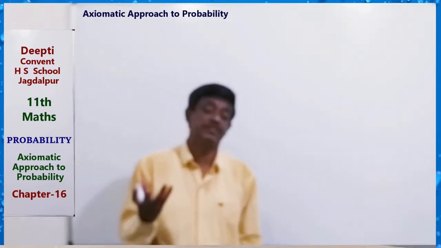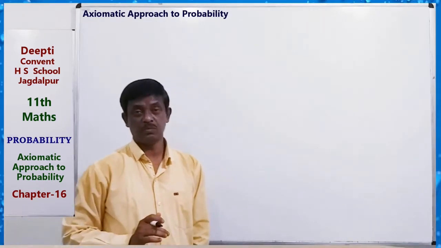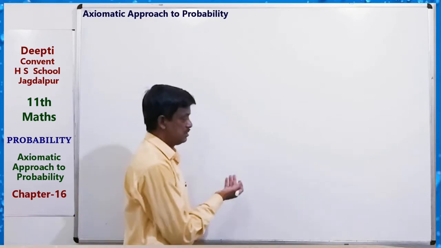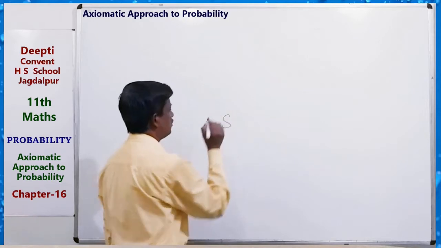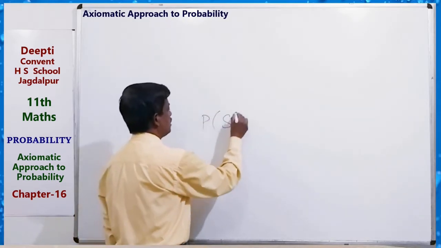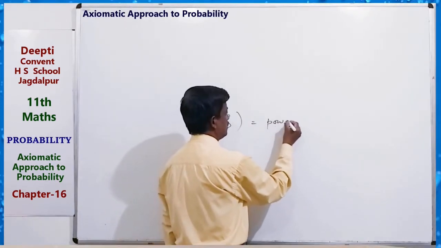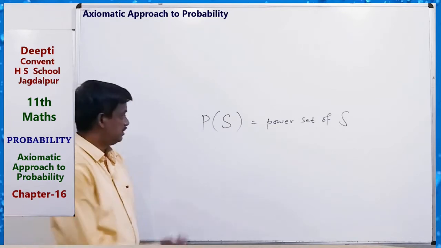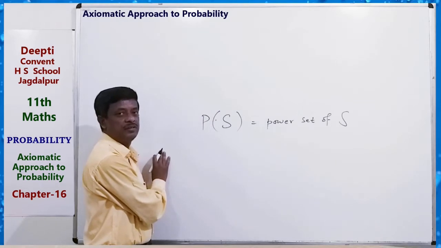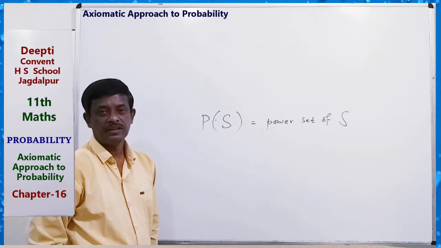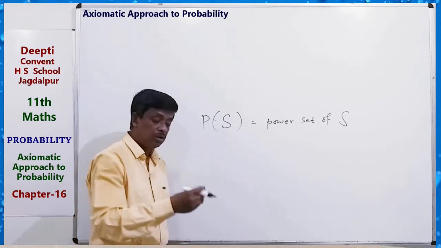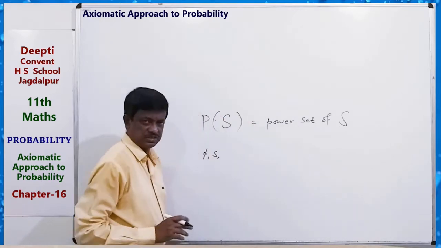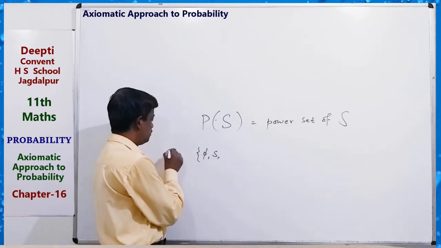What are events? An event is any subset of the sample space. Suppose we have a sample space containing some points, then any subset of the sample space is called an event. If S is the sample space, the collection of all subsets is the power set of S, P(S). This is the domain of a function, because the power set contains all the subsets of S, that is, phi, S itself, and all the other subsets.